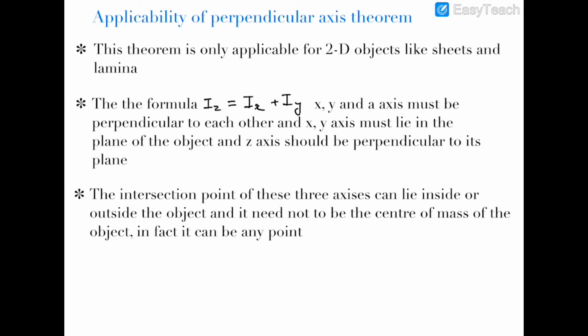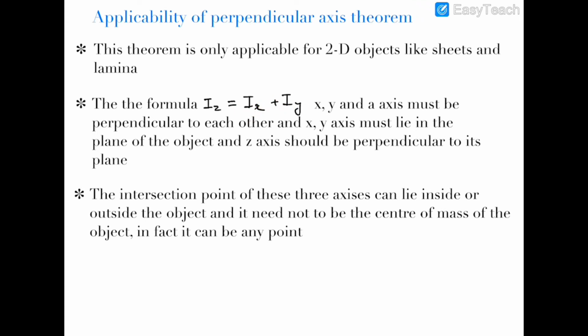consider. Now the second point is about the formula Iz is equal to Ix plus Iy. In this formula, the x-axis and y-axis are those two axes which lie in the same plane of the object, that two-dimensional object, and are perpendicular to each other. It is also important that the z-axis is passing through the intersection point of these two axes.